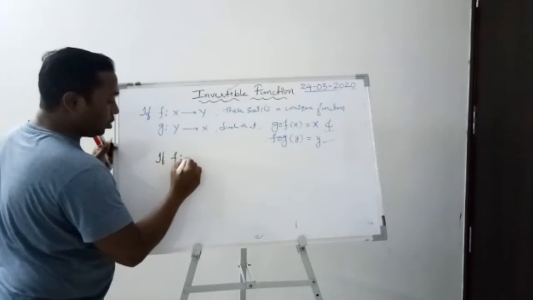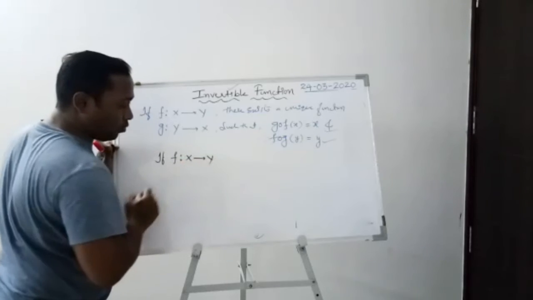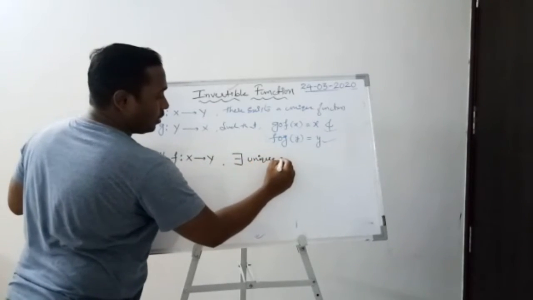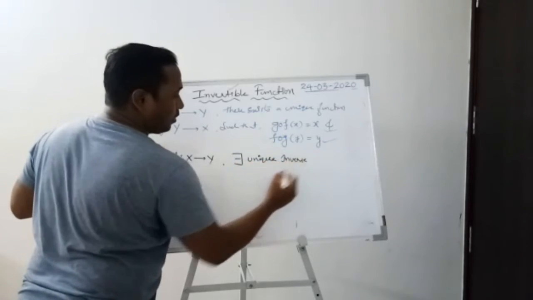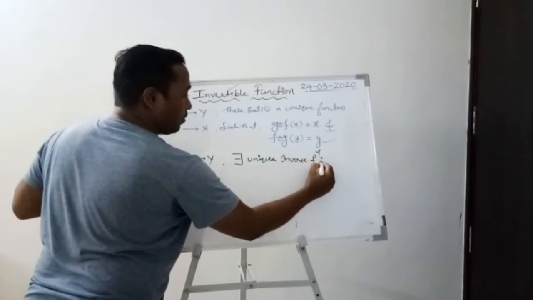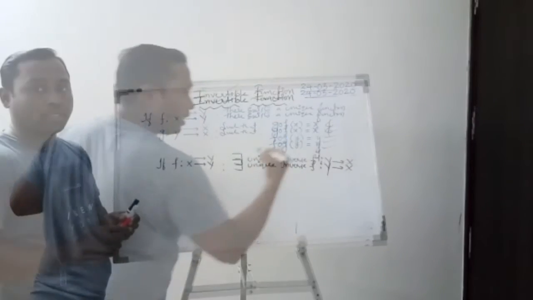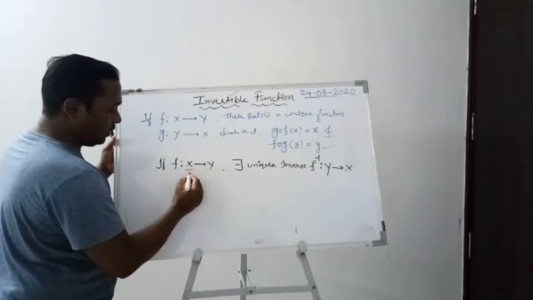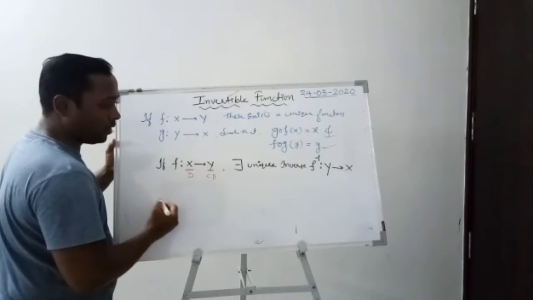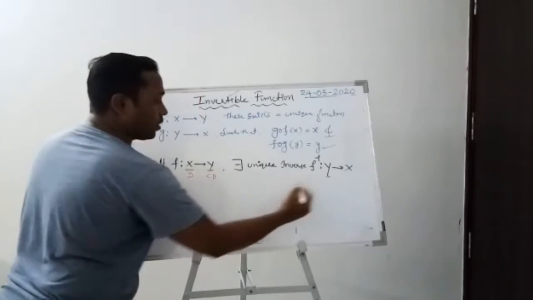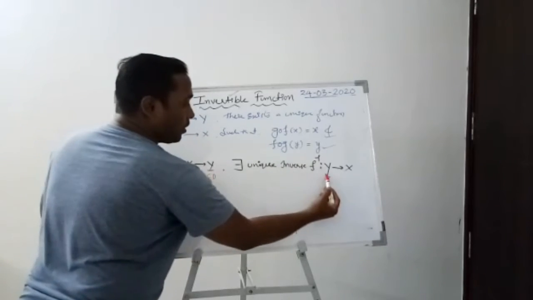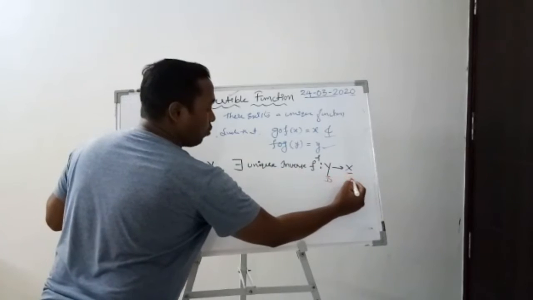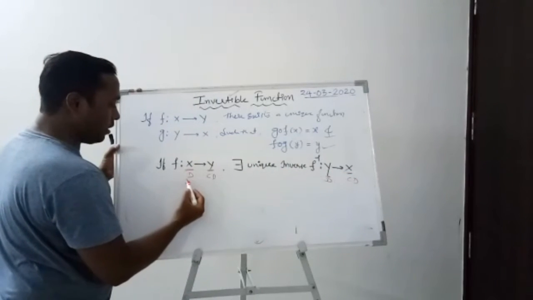So if a function is defined from x to y, then there exists a unique inverse, that is f inverse, which is defined from y to x. Fine. So if this is the domain and this is the co-domain of the function, in the inverse you can observe that the co-domain becomes the domain and the domain becomes the co-domain. You may also relate that here.